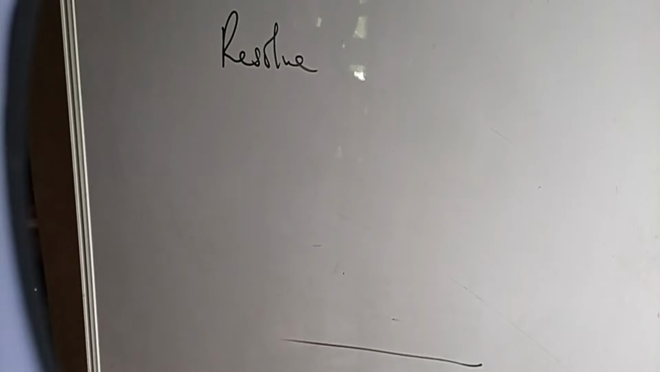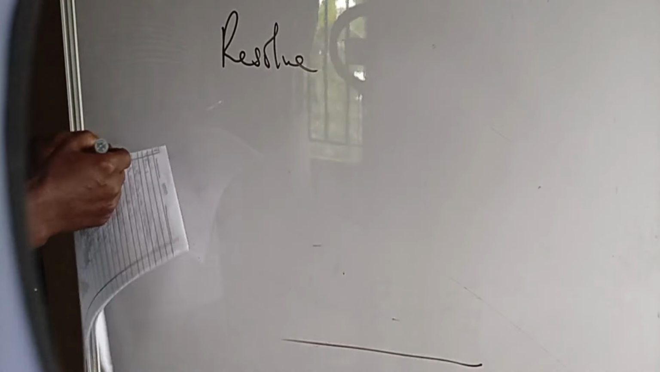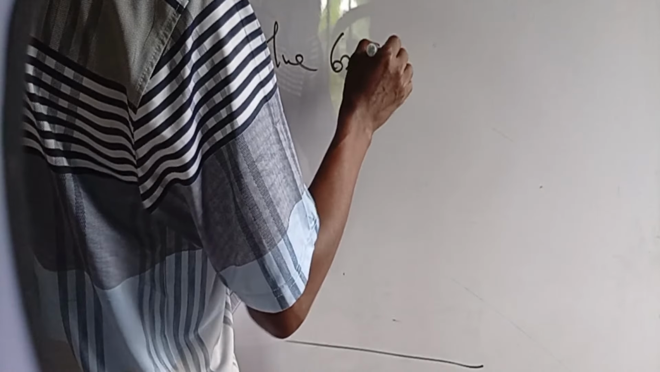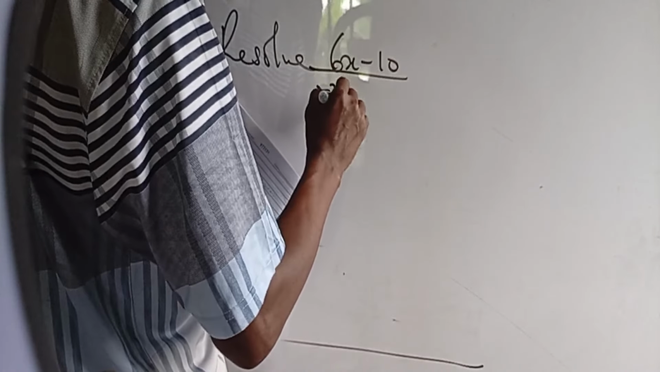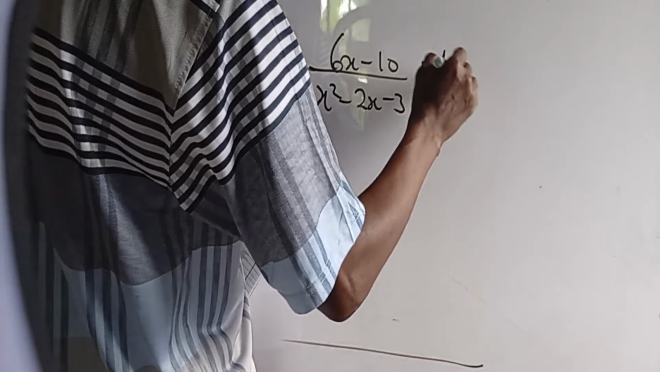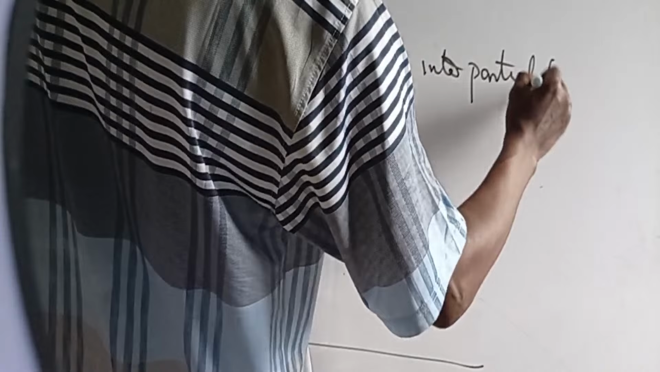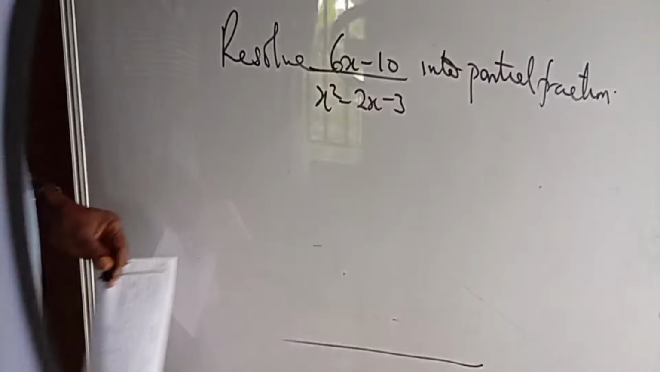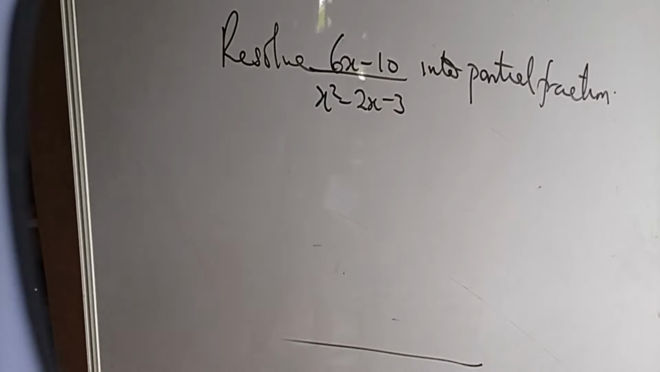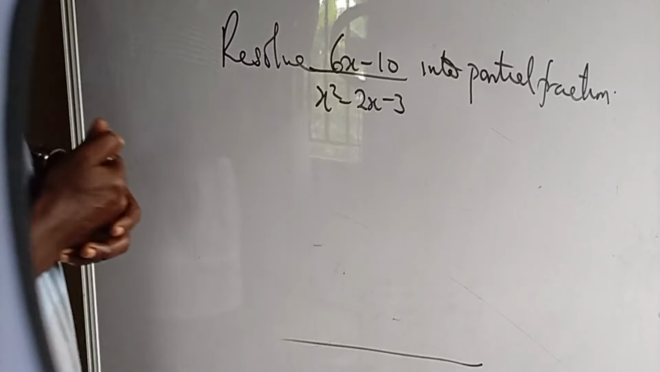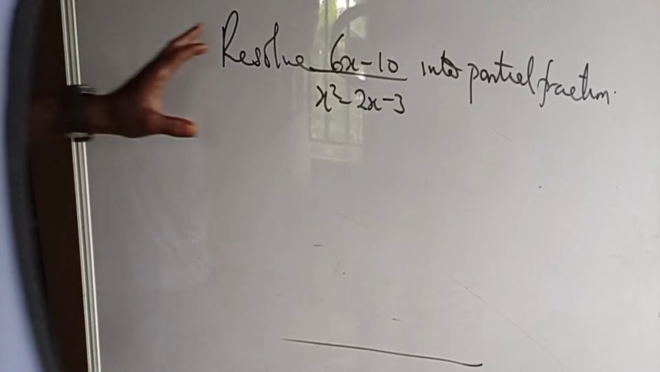Now, let us continue, please. Resolve 6x minus 10 all over x squared minus 2x minus 3 into partial fraction. We want to resolve this fraction into partial fraction. Okay. Now, how do we resolve this? Like I said when we started, we have 4 rules which could be expanded to 5 that govern partial fraction.